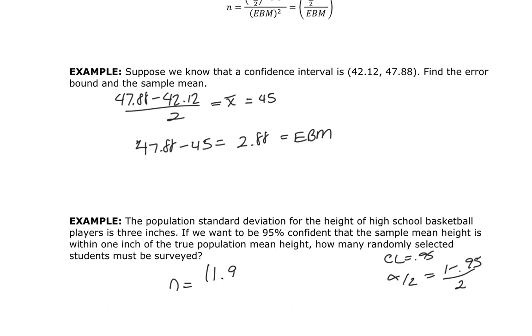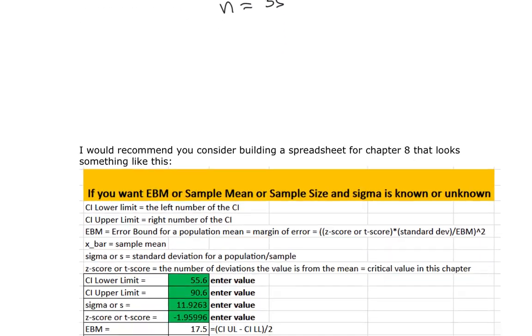So I'm going to have 1.96, multiplied by my sigma, which is 3 inches. I want to be within 2 inches, so I take all of that and square it. I'm going to use a calculator to do that, so let me show you what that looks like. In my calculator, I end up with 35. Let me show you what calculator I'm using.